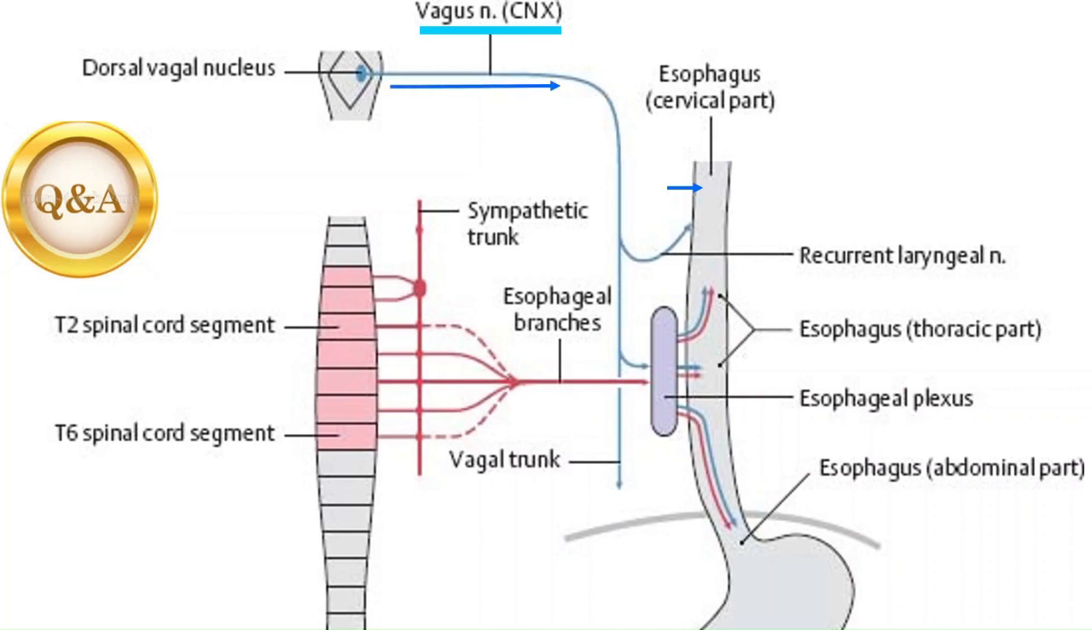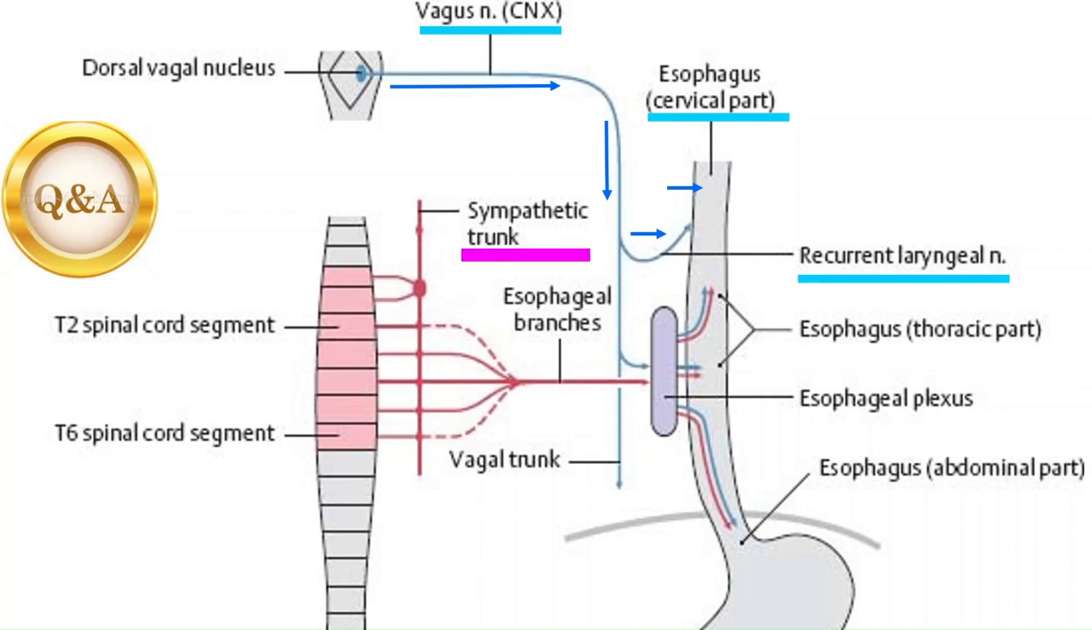Then, as the vagus exits the brain and comes down, it is going to give a branch in the neck, which is the recurrent laryngeal nerve. It is going to supply almost all muscles of the larynx, and it is going to supply important branches to the pharyngeal plexus, as well as the upper third, the striated muscular part of the esophagus.